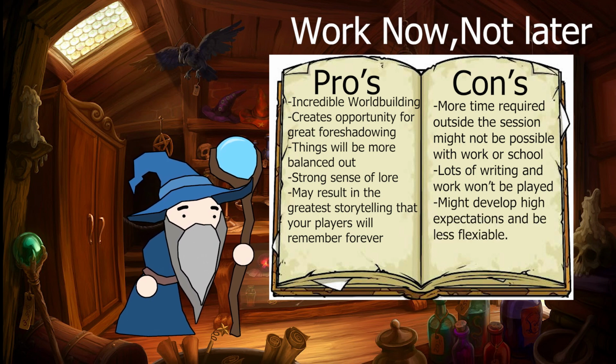Now, this next one does go hand in hand with what we were just talking about. That's that you might develop some high expectations based on what you have already made. You want that to be what's played out because it's prepared, it's what you're confident in, and as such, it causes you to be less flexible in the story. This is something that can create tension between you and your players if you don't learn how to let it go. And unfortunately, it is one of the cons of this method, that there will be some writing and some expectations that will have to be let go.